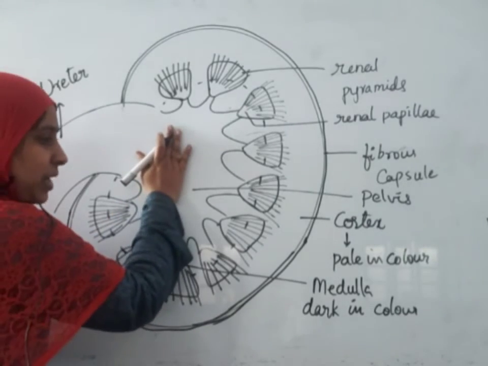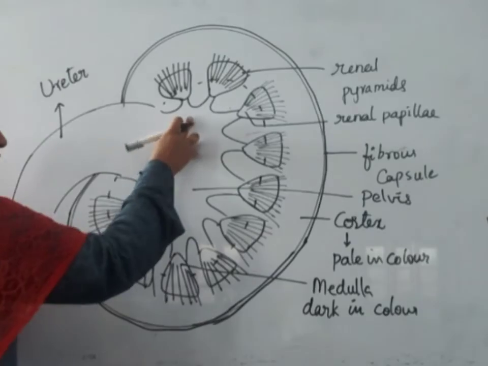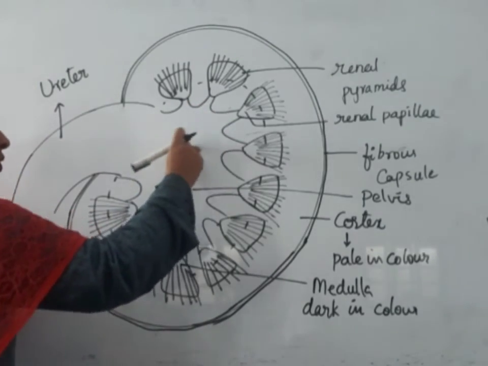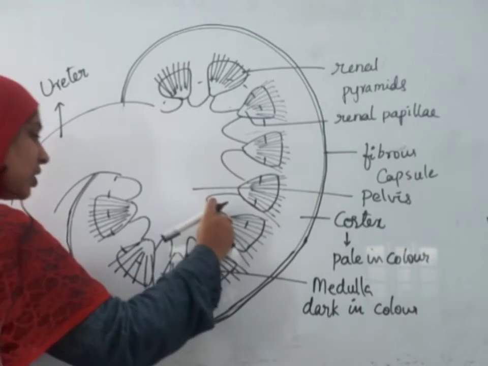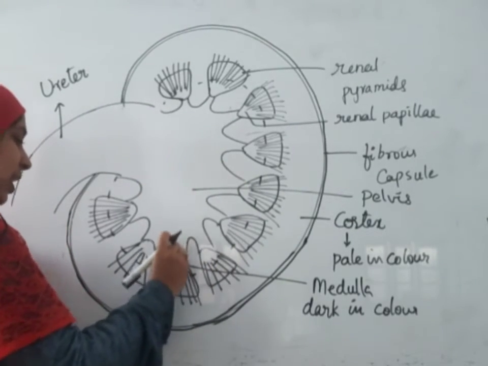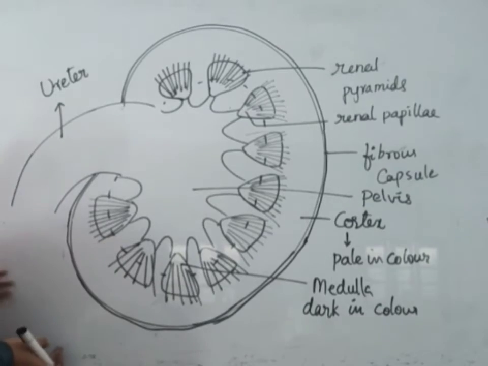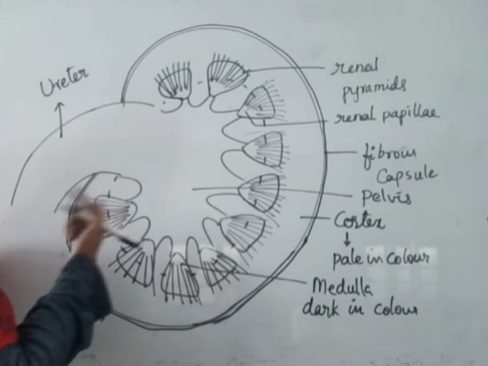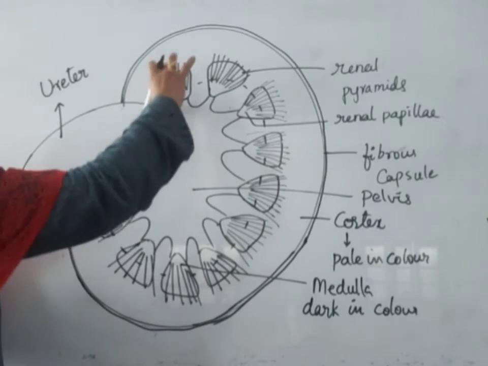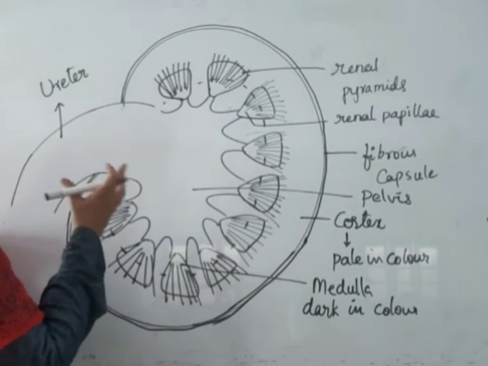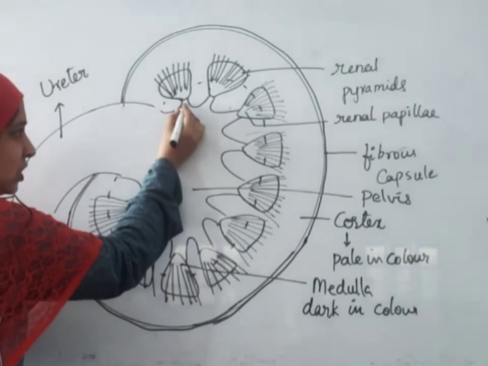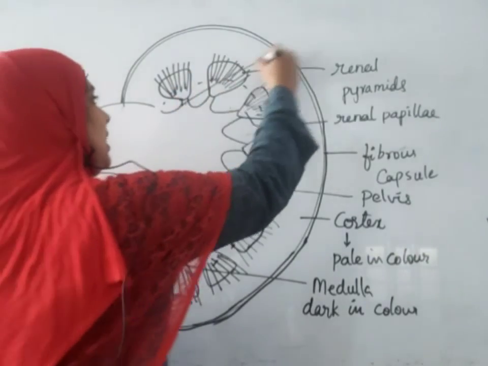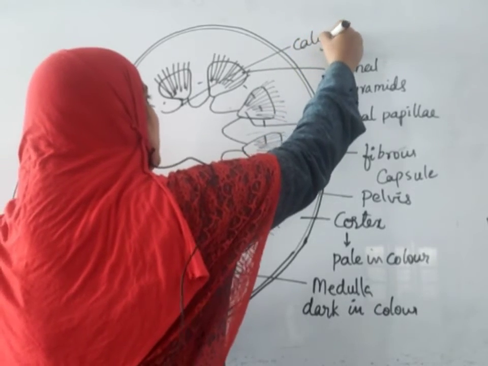This is the pelvis, one extension, second extension, third extension, fourth, fifth, sixth, seventh, eighth, ninth, 10th. For this diagram, 10th. But we can't say that for kidneys there are only so many. When we draw the diagram, we draw fewer, but so many pyramids are arranged inside. Okay, these extensions are called calyx. One single calyx, if so many are there, calyces.